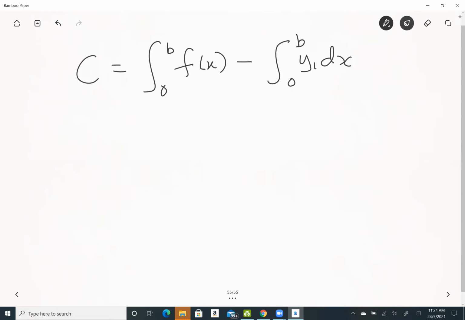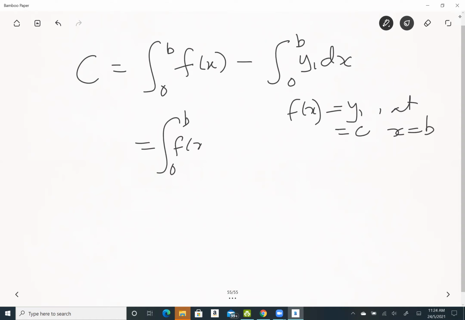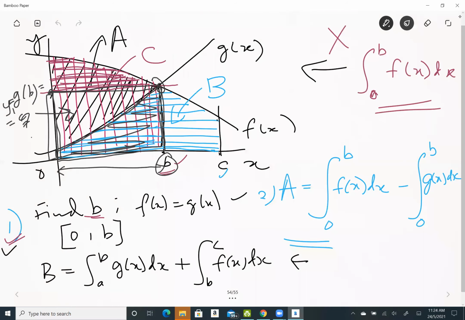Because y1 is the value of y, f of x equal to y1 at where? At x equal to b. Or you can put equal to c. So you can put either y1, or you can put the integral from 0 to b of f of x minus the integral from 0 to b of c dx. It doesn't matter. So c is the value of y at x equal to b.